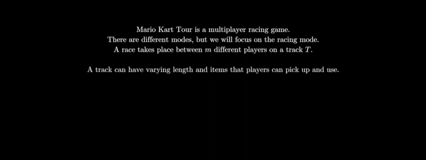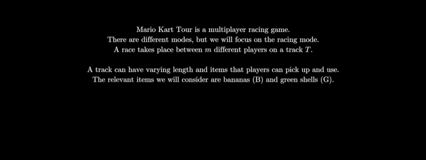First, let's go over the rules of the game. Mario Kart Tour is a multiplayer racing game. There are different modes, but we will focus on the racing mode. A race takes place between m different players on a track T. A track can have varying length and items that players can pick up and use. The relevant items we will consider are bananas, denoted by B, and green shells, denoted by G.